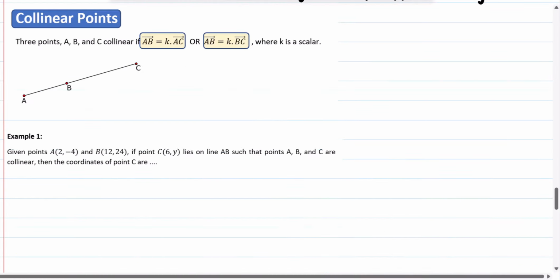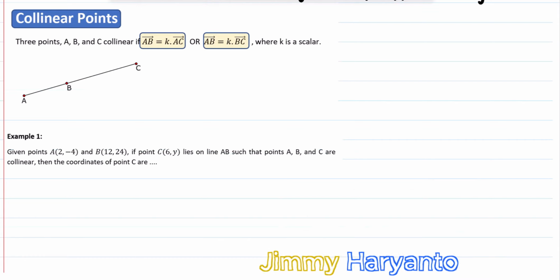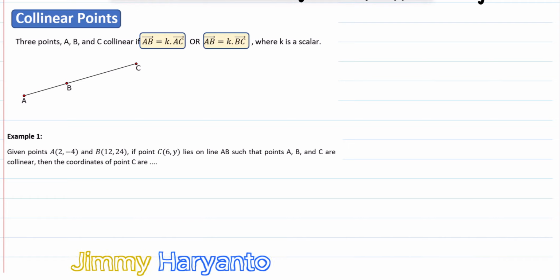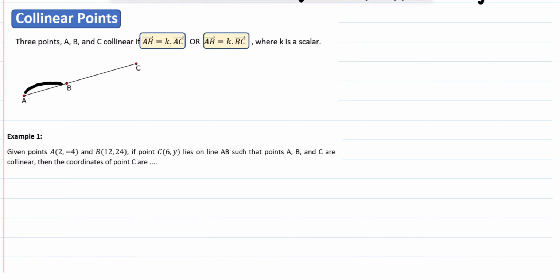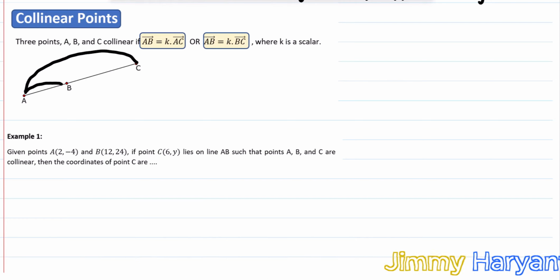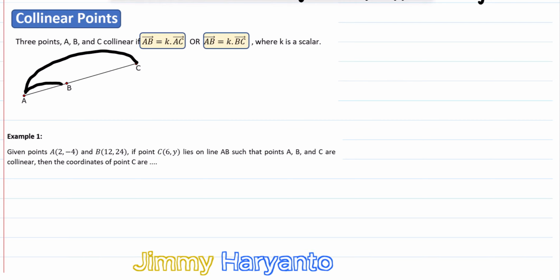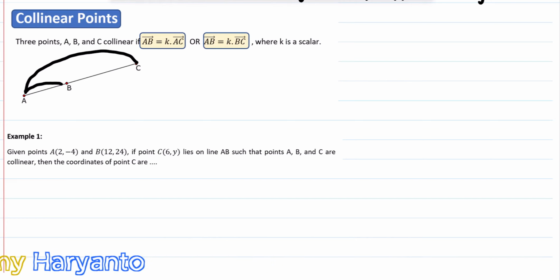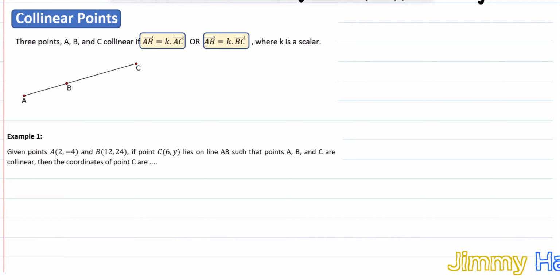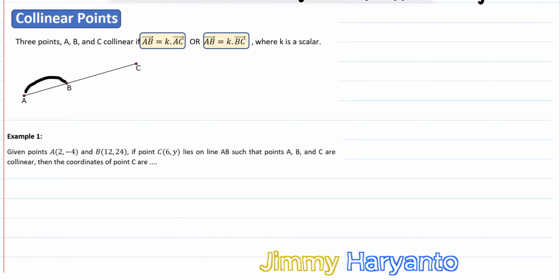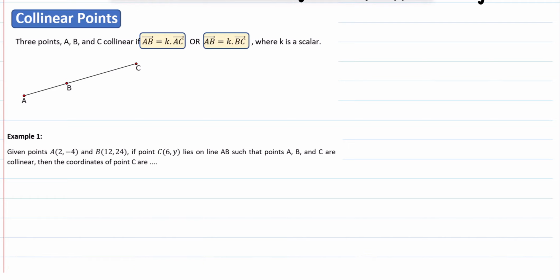And then collinear points. 3 points A, B, and C are collinear if this condition is fulfilled, like AB equals K times AC, because when they are collinear, that means AB will be part of AC, right? When we are talking about parts in mathematics, that means we have the multiplier, or maybe we have the ratio. So the formula for collinear points is AB equals K times AC, or maybe AB equals K times BC.